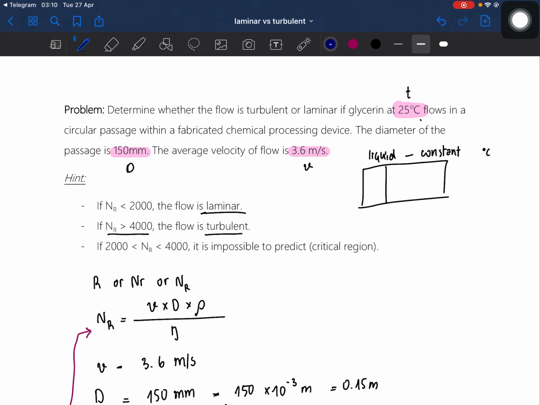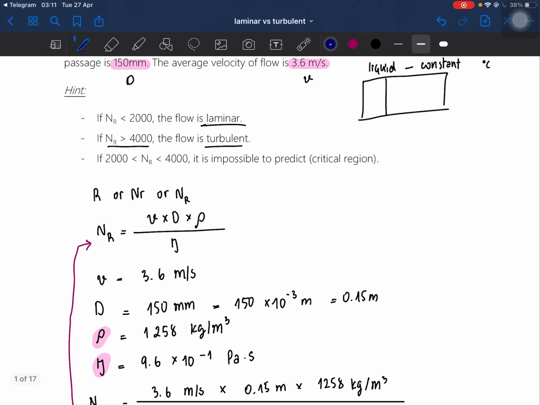But it's only one topic, going from laminar to turbulent, turbulent to laminar, so we can predict what formula we're going to use. Let me summarize it again. If the flow is laminar, Reynolds must be less than 2,000, and if it's over 4,000, the flow is turbulent. If it's between 2,000 and 4,000, the flow is in the critical region.